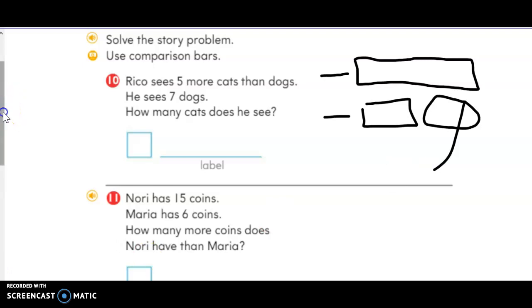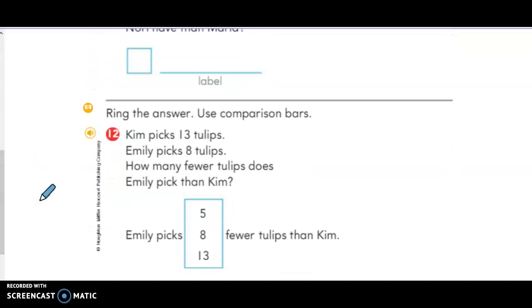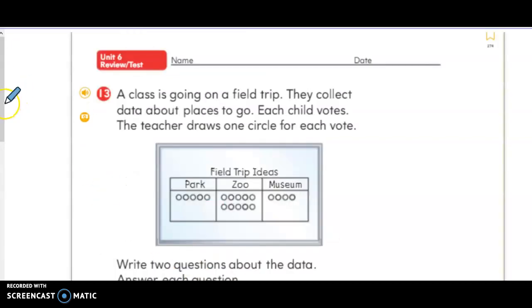All right, then please do number 11 using comparison bars, and also use comparison bars for number 12. And this time you have to circle the correct answer. It gives you 3 choices and you have to pick the right one. This backside is kind of like extra credit. We don't usually take this for a grade, and the one on your test won't be taken for a grade usually. We usually do this as a group.